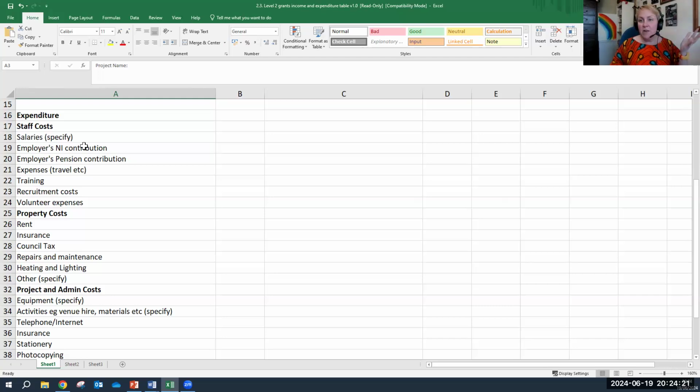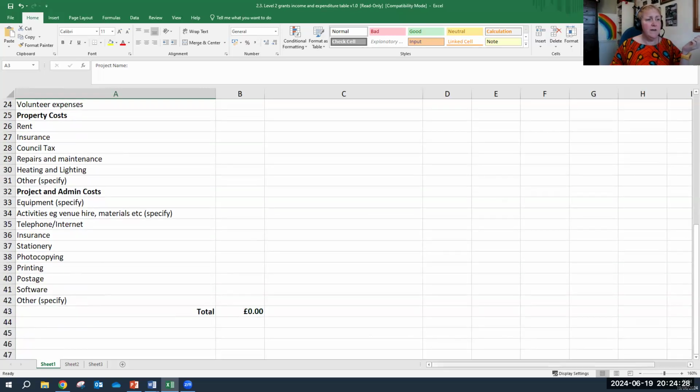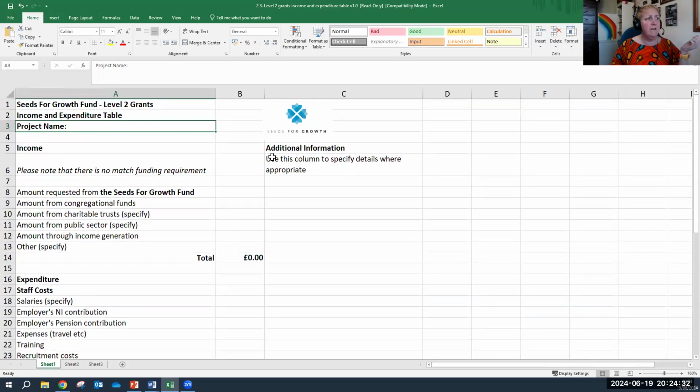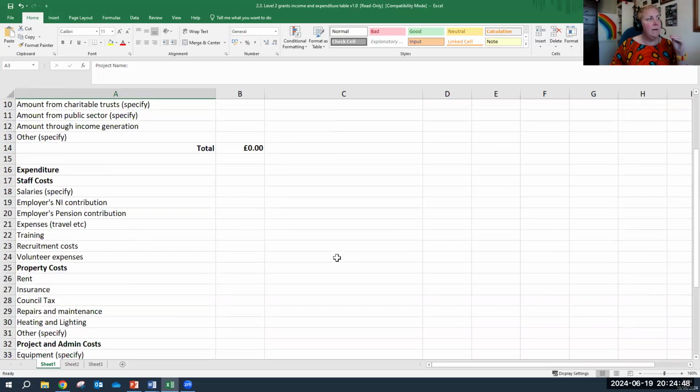So these are the kinds of things that could come up as part of your project, and we need to know what the spend is going to be and what the allocation is going to be. You'll also notice that here it says additional information, and this is where you can put as much information as you like, break things down as much as you can so that we understand exactly where the money is going to go, or where you aim the money to go. And obviously it will total up there.